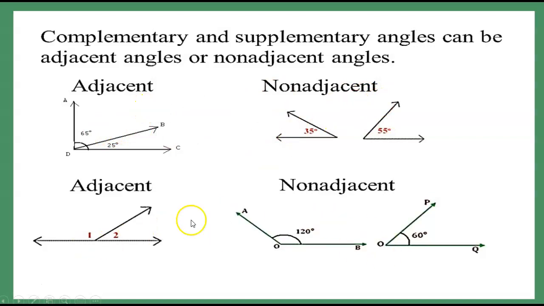The same happens with supplementary angles. When they are adjacent, they must form a straight angle, because a straight angle is 180, like angle 1 and 2. If they are non-adjacent, just check their sum and see if they add up to 180.